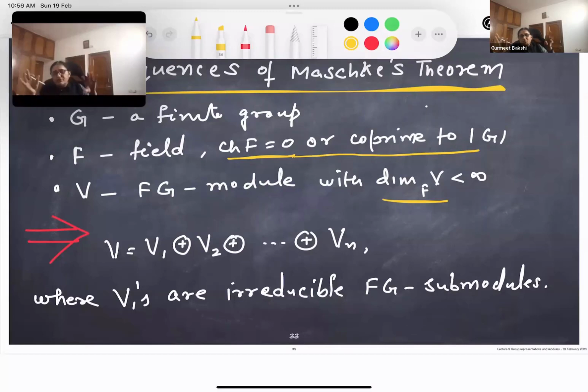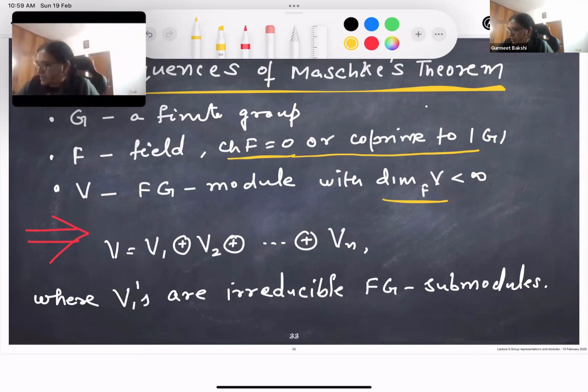The way I explained it, you decompose it: take a submodule, have its complement, write it as a direct sum. If both are irreducible, good. If something is not irreducible, again decompose, and because of the finite dimension, the process will stop at some stage, and you have decomposed your V into irreducible FG submodules.